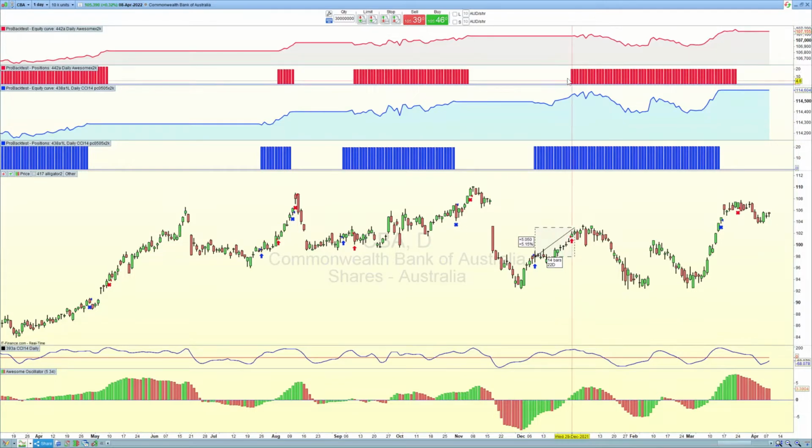And the Awesome Oscillator, you can see there, it entered the trade at that point, the Awesome Oscillator breaking above zero.